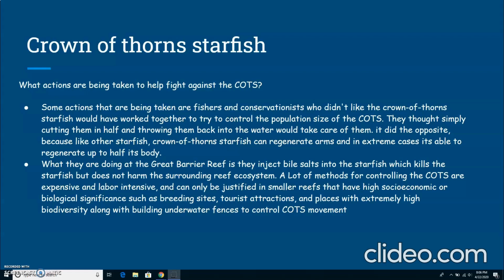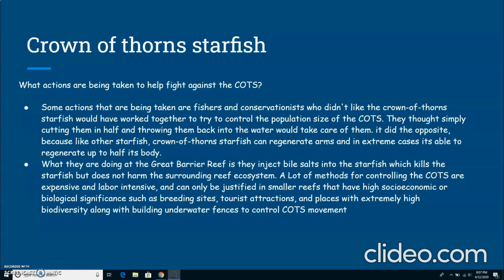Because, like other starfish, the crown-of-thorns starfish can regenerate arms. In extreme cases, it's able to regenerate up to half its body. So, cutting it in half didn't do anything. Now, what they're currently doing with the Great Barrier Reef is they are injecting bile salts into the starfish, which kills the starfish, but it doesn't harm the surrounding reef ecosystem.